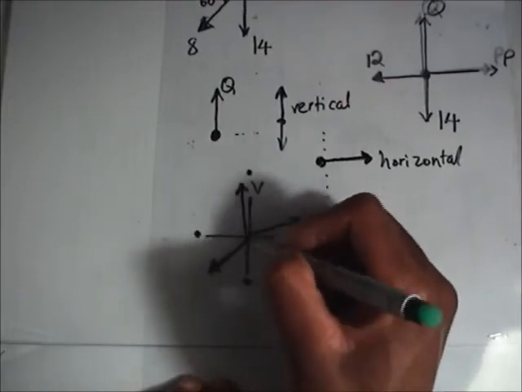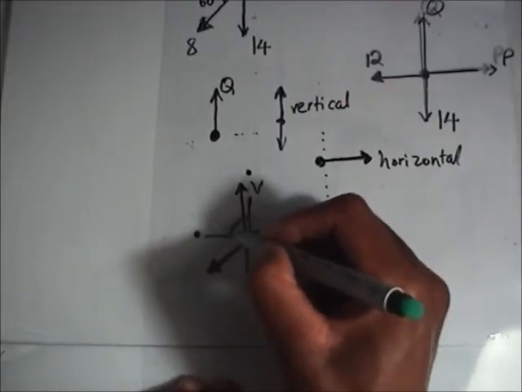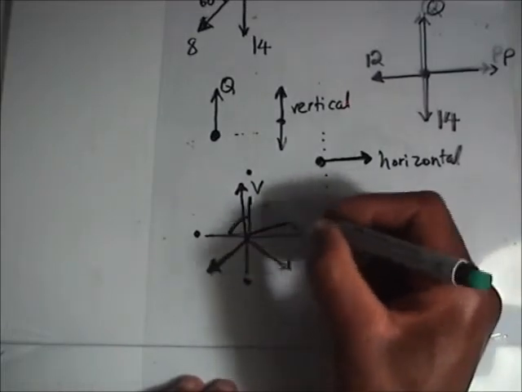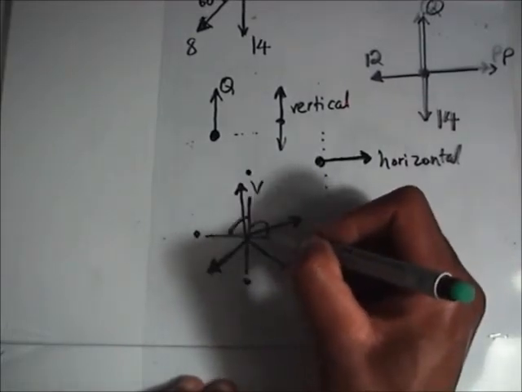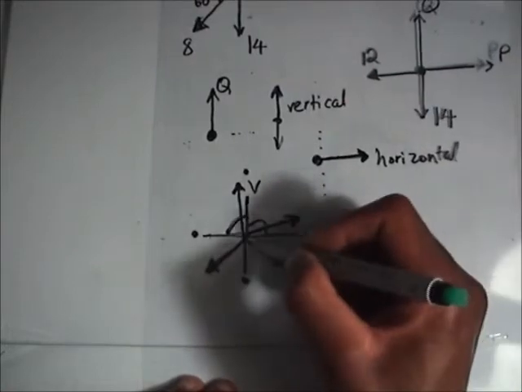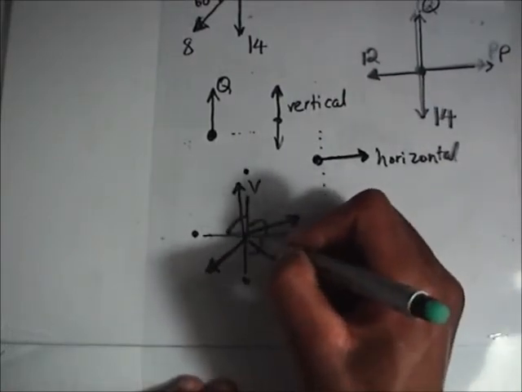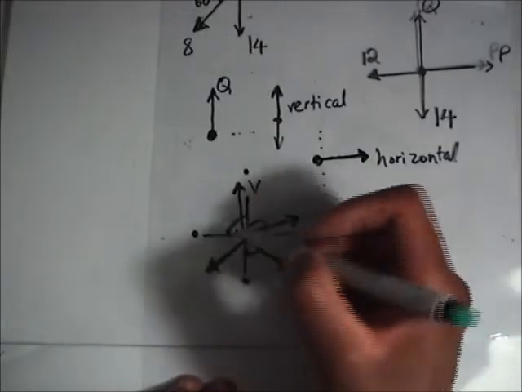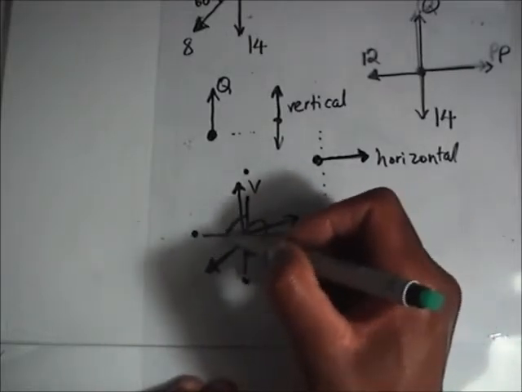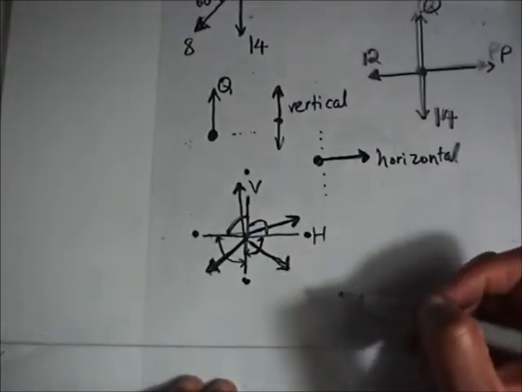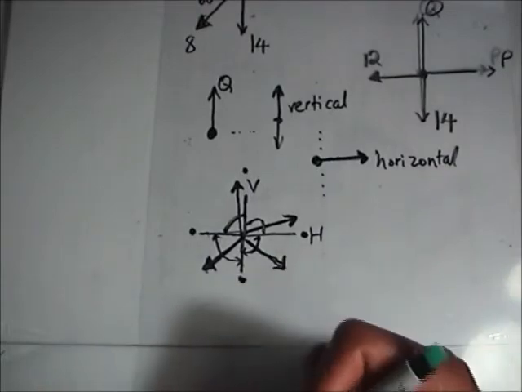Its direction is in the second quadrant, so it will have an effect in these two. This one, the direction is in the first quadrant, so it has an effect in these two directions. This one is in the fourth quadrant, so the effect is in these two directions. And this one here is in the third quadrant, so it has an effect in these two directions. I hope you understand what I mean.